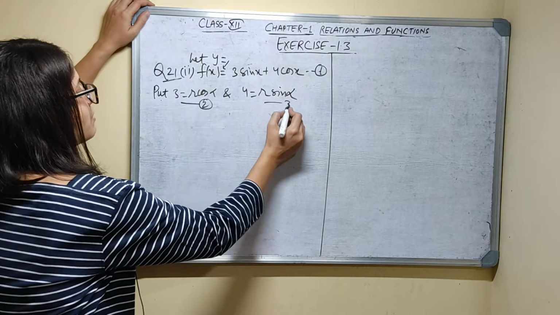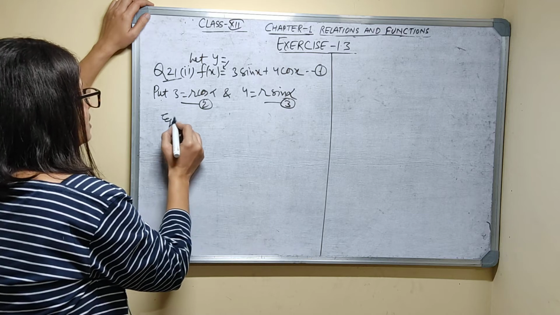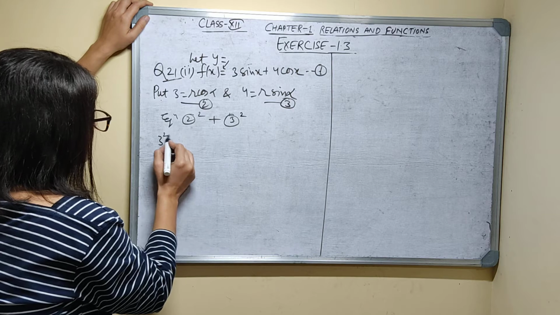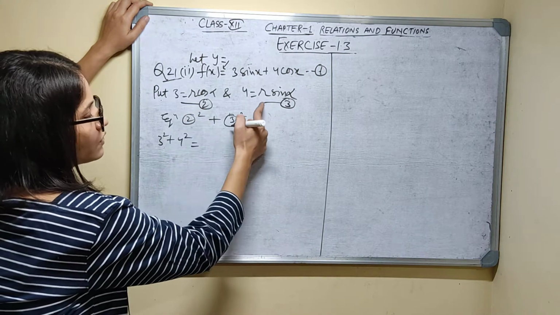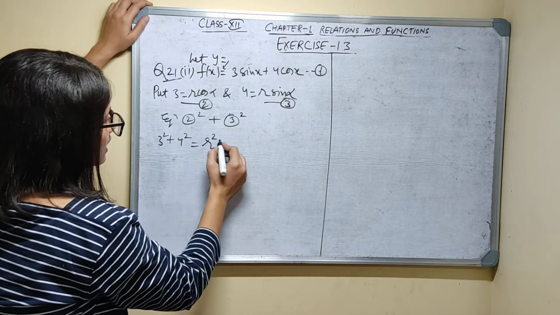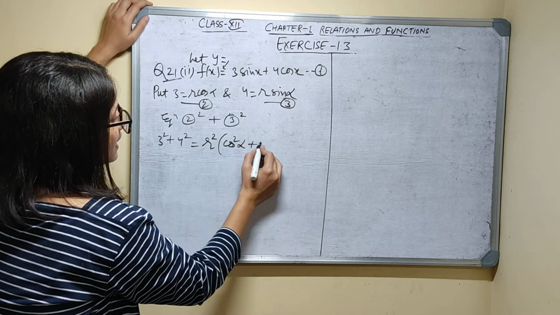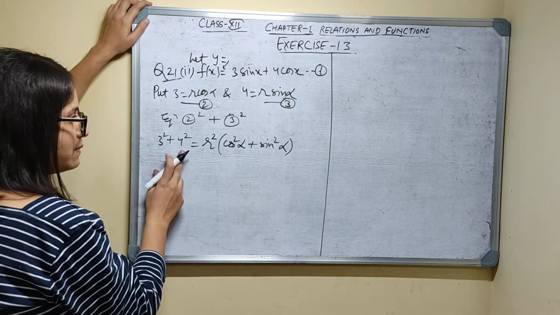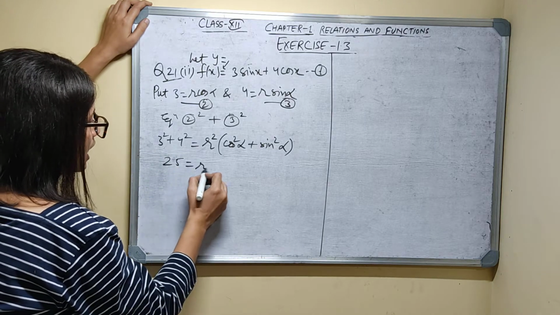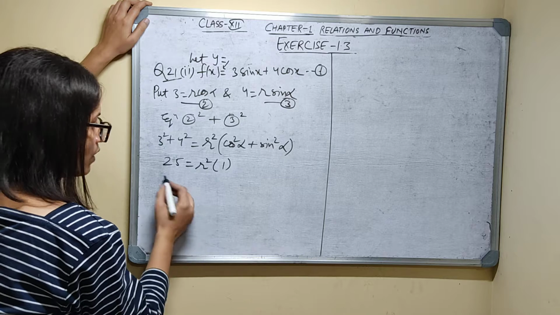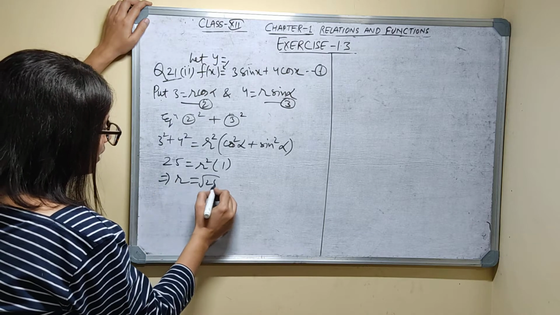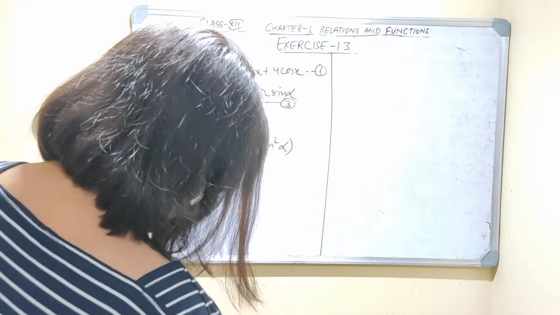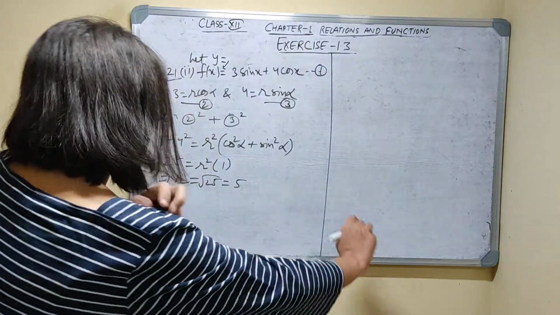Give these equation number 2 and equation number 3. Squaring, equation 2 squared plus equation 3 squared. So 3 squared plus 4 squared is equal to R squared cos squared alpha plus R squared sin squared alpha. R squared is common. So 9 plus 16, 25, is equal to R squared times (cos squared alpha plus sin squared alpha), which is 1. So R is root of 25, so the R value is 5. Is it clear?